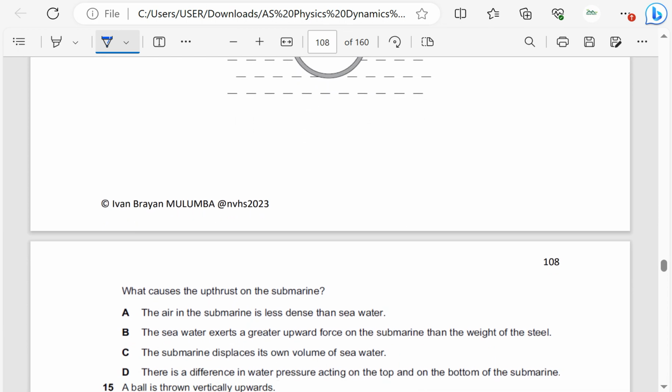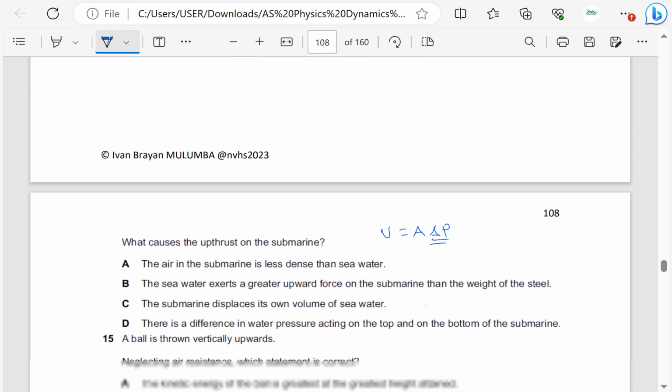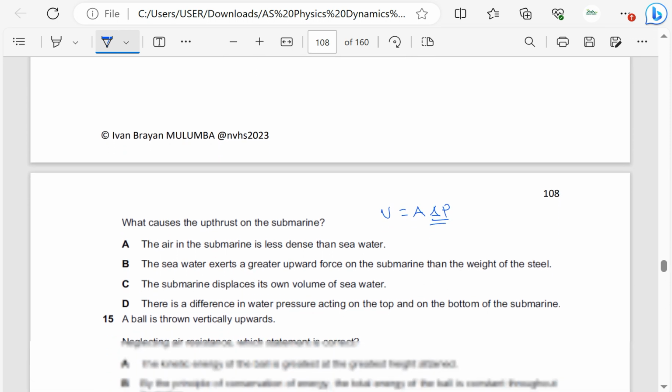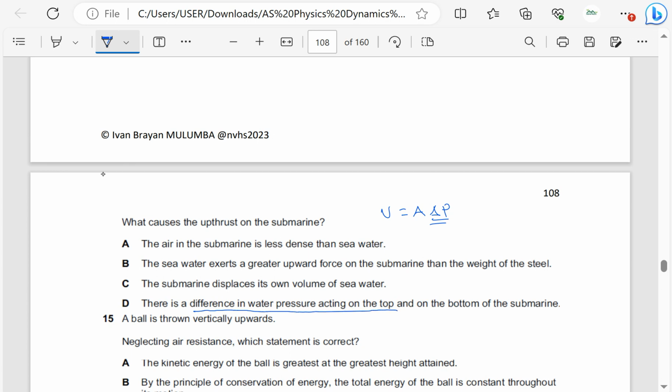What causes the upthrust? We know that upthrust is equal to cross-sectional area times difference in pressure. So the difference in pressure between the top and the bottom of the submarine is responsible for the upthrust. The air in the submarine is less dense than the seawater. The seawater exerts a greater upward force on the submarine than the weight of the steel. The submarine displaces its own volume of sea. The difference in water pressure acting on the top and on the bottom of the submarine. So the answer is D, difference in pressure on the top and bottom of the object.